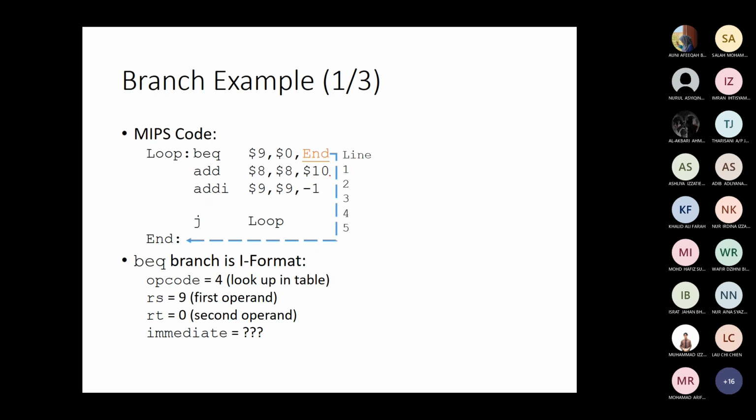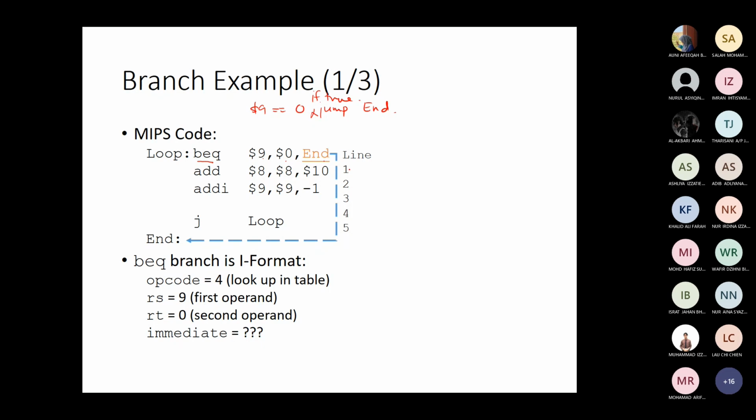Right. So now we have a branch here: BEQ, register 9, register 0, and then END. Usually when we want to jump, we mention a label. We always write it as a label. So branch equal register 9, register 0: if the content of register 9 is equal to 0, then we need to jump or branch to END. So if true, jump to END.